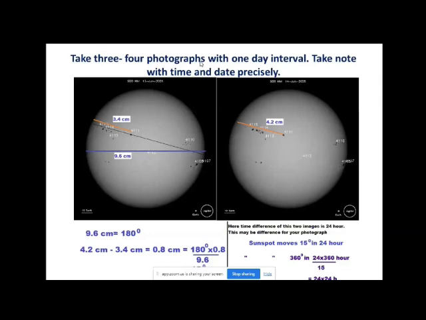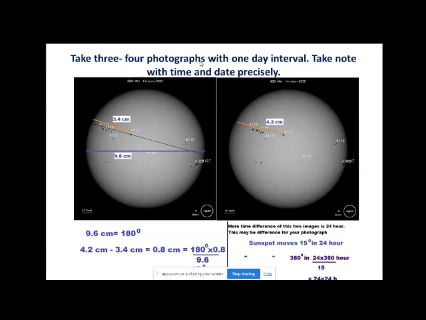With 3, 4, 5 days, we are able to find out the direction of the movement. Here the first image is on 13th June, and the second image is on 14th June at the same time. On 13th June, the distance from one edge is 3.4 centimeters, and after one day it is 4.2 centimeters. Take the difference of these two lengths, 4.2 centimeters and 3.4 centimeters, and we have measured 0.8 centimeters in a day.